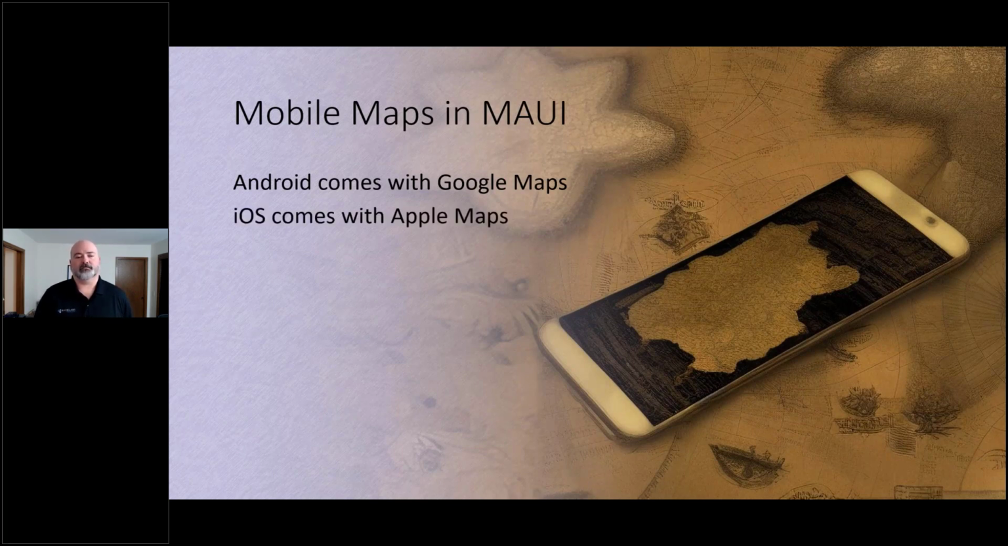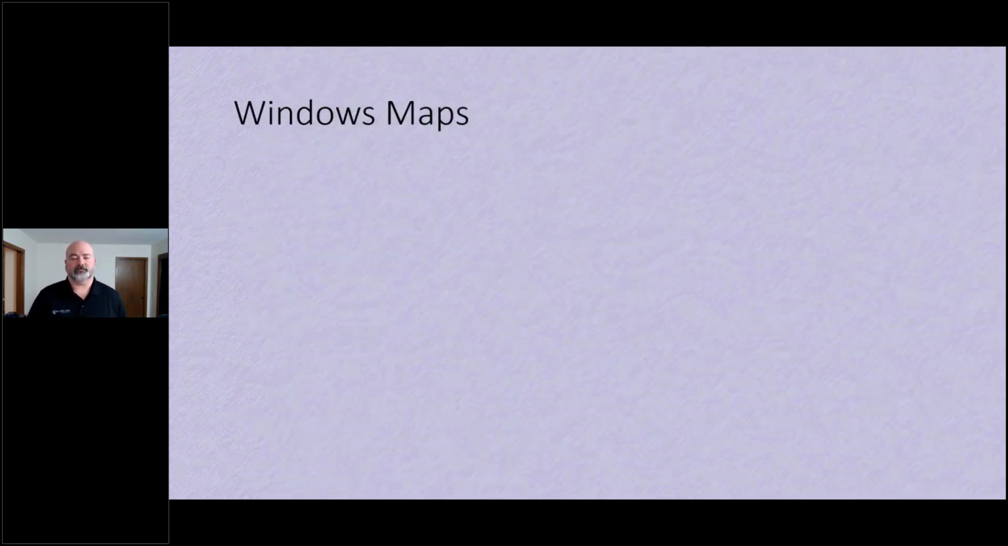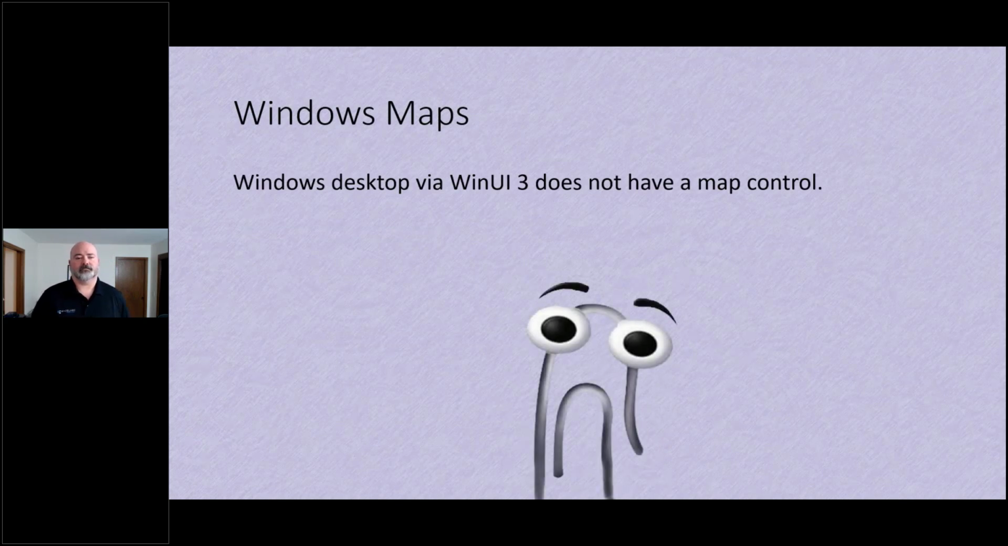iOS is going to use Apple Maps. Both provide basic geo APIs. So you have the API functions for taking a lat long and getting the closest town, or taking the closest town and getting the lat long for it, getting your current position. They all do that. They're all pretty straightforward. Windows Maps, Windows Desktop via WinUI does not have a map control.